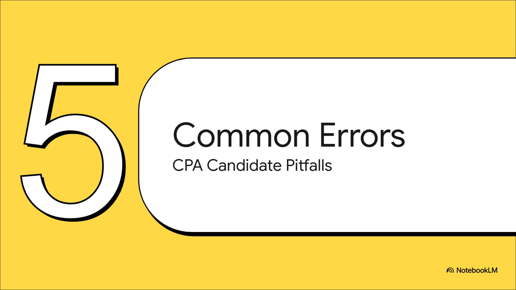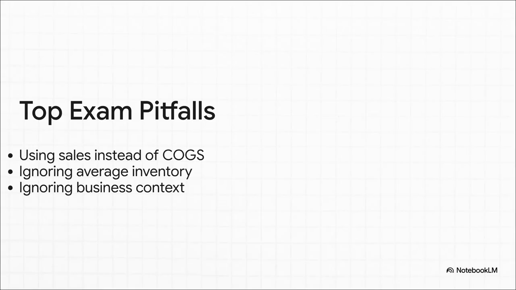Finally, section 5, common candidate errors. Let's wrap up this bootcamp by highlighting the biggest danger zones so you can secure your exam performance. Listen close because you do not want to fall into these 3 traps. Number 1, using sales instead of cost of goods sold. Remember, cost to cost. Number 2, ignoring average inventory and getting lazy by just grabbing the year-end balance. Always average it for period metrics. And number 3, assuming that every single change in the ratio is solely due to operational efficiency. As we just saw, you have to look at the broader business context, like a rapid expansion or a supply chain defense strategy.